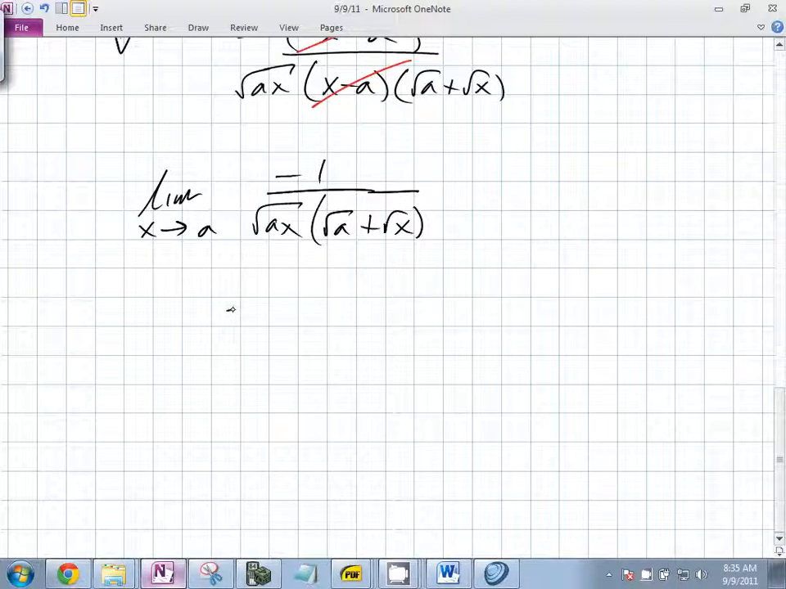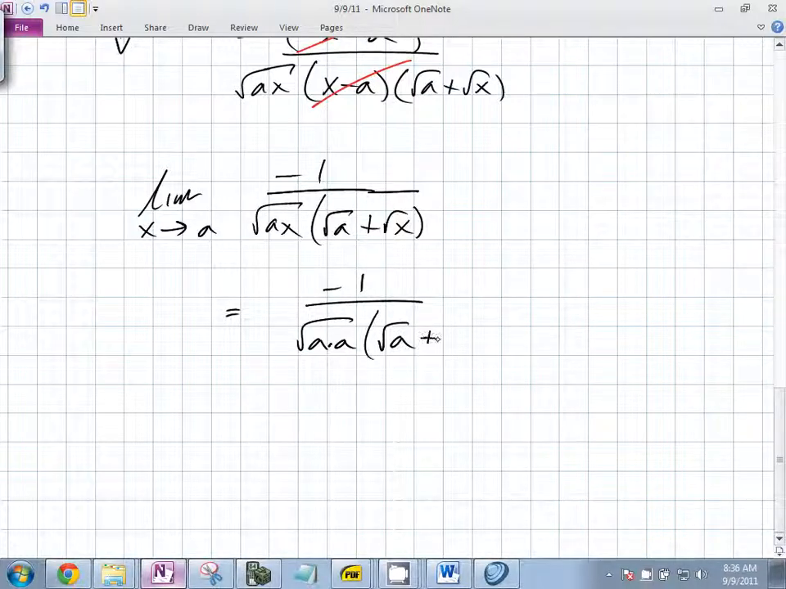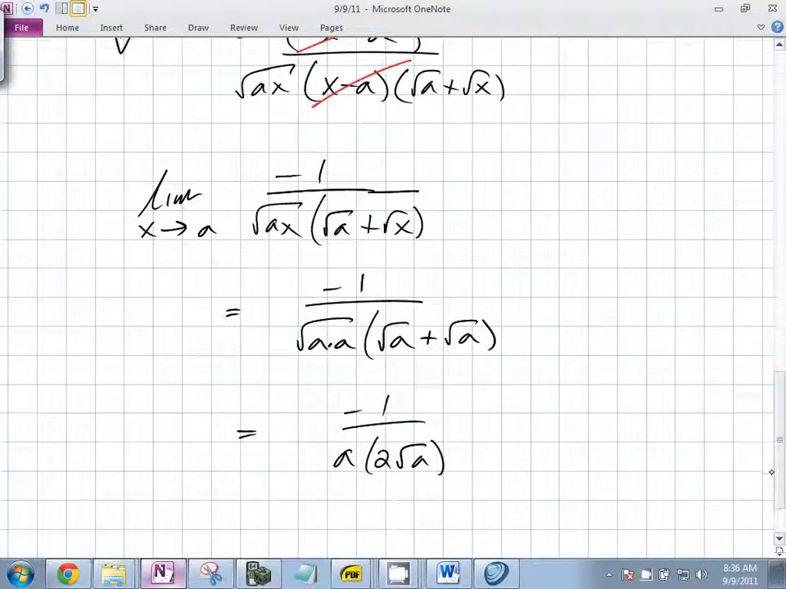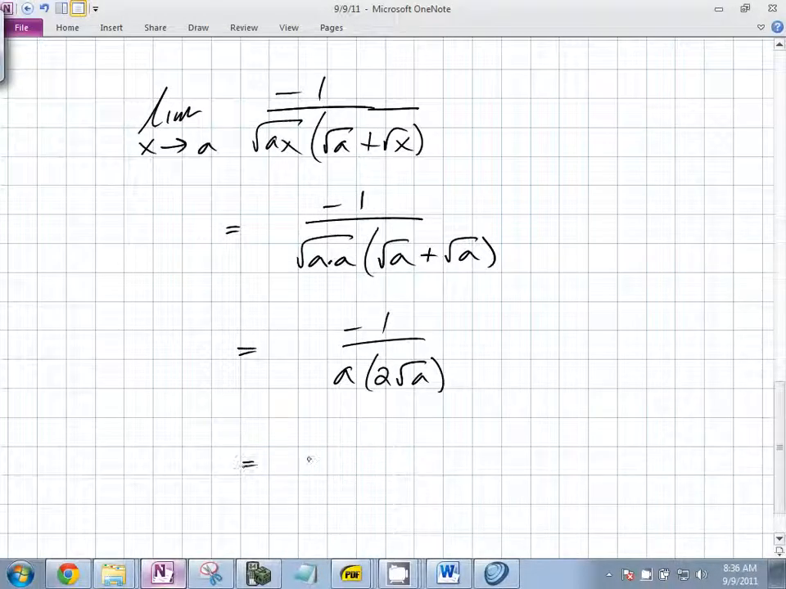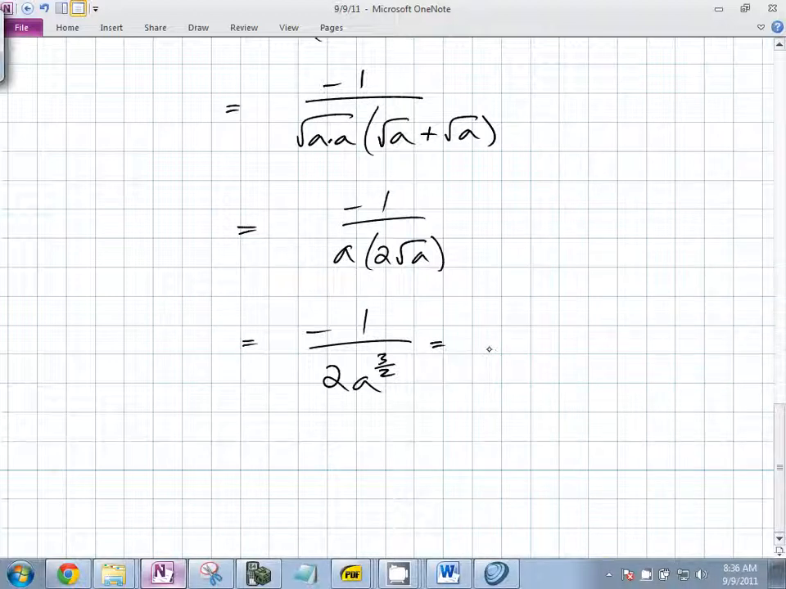So this equals, I make mistakes, it happens, the square root of a times a, the square root of a plus the square root of a. So that's negative 1 over a times 2 root a. Is that correct? Yeah. So that's negative 1 over 2 times a to the what power? Negative 1/2 a to the what power? Negative 3 over 2.